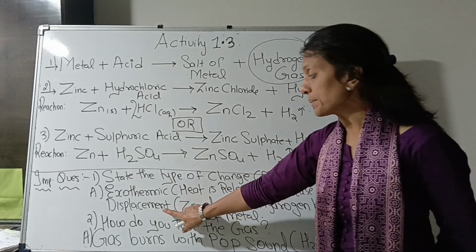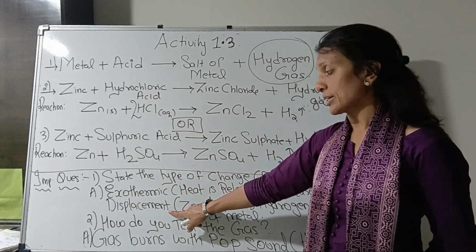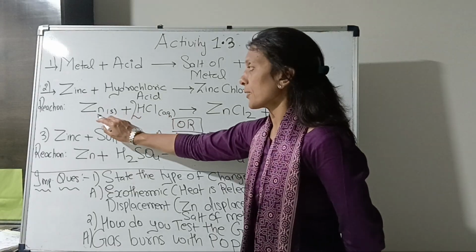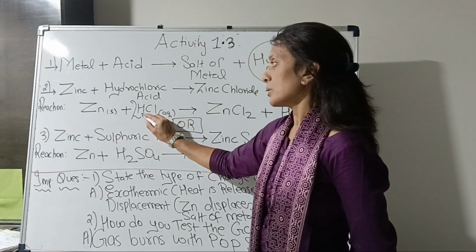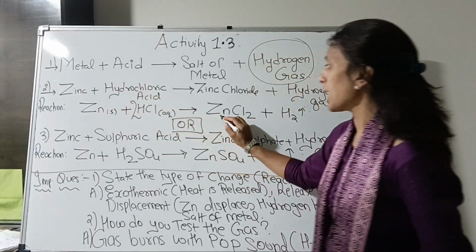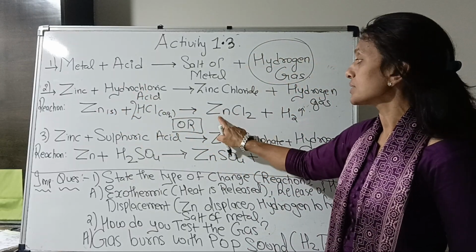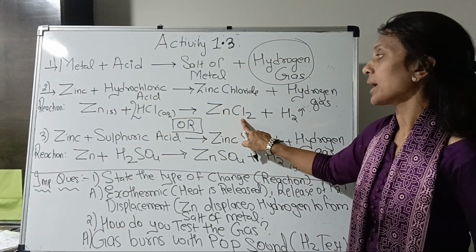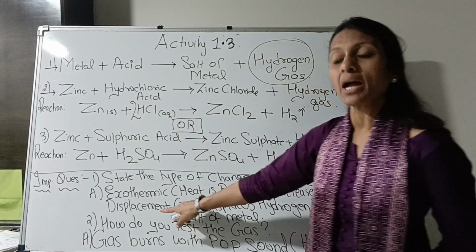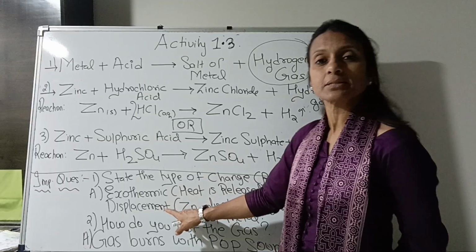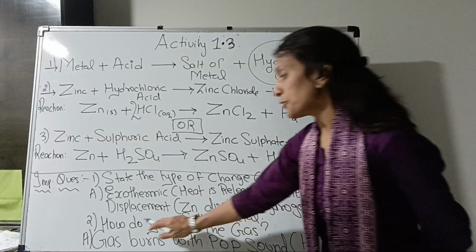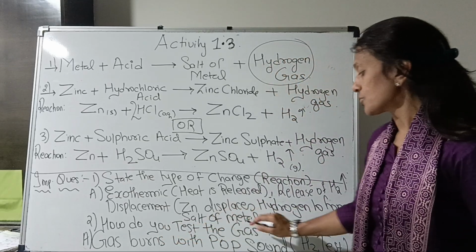Another question which can be asked is, what type of reaction is it? You can say displacement. See, here zinc displaces hydrogen, right? It removes hydrogen and in its place zinc comes and forms a salt called zinc chloride. So we can say zinc is more reactive than hydrogen, and so it is displacing hydrogen from its place, and it is an example of displacement reaction. Correct?